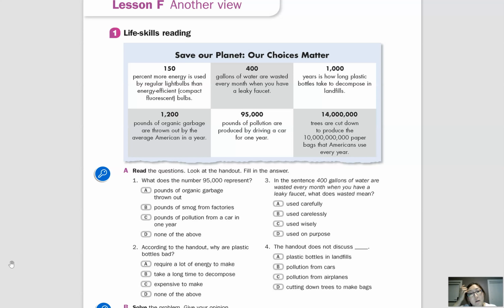Okay, alright, so let's read the chart together. Now you can see numbers at the top of each box. But it says here 150%, or 150% more energy is used by regular light bulbs than energy efficient bulbs or energy efficient compact fluorescent bulbs. And then 400 gallons of water are wasted every month when you have a leaky faucet. 1,000 years is how long plastic bottles take to decompose in landfills.